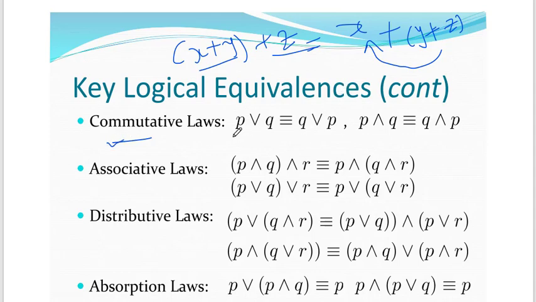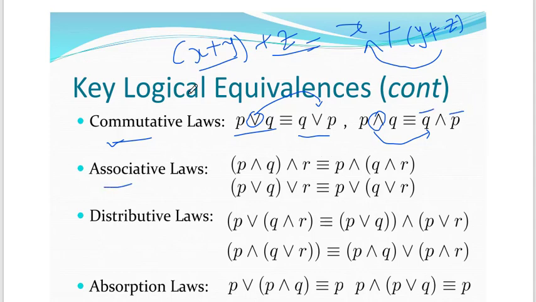If p or q is logically equivalent to q or p, okay. And here the sign or will become and, and and will become or, and also we swap the position, okay.